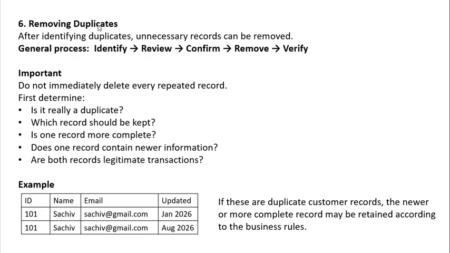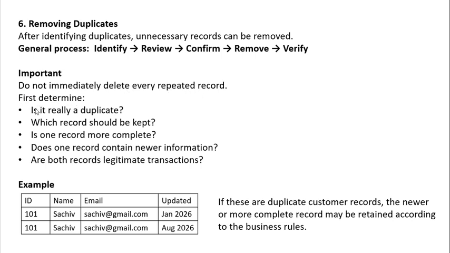Step 6 is removing the duplicates. After identifying the duplicates, unnecessary records can be removed. The general process is identify, review, confirm, remove, and verify. Importantly, do not immediately delete every repeated record.